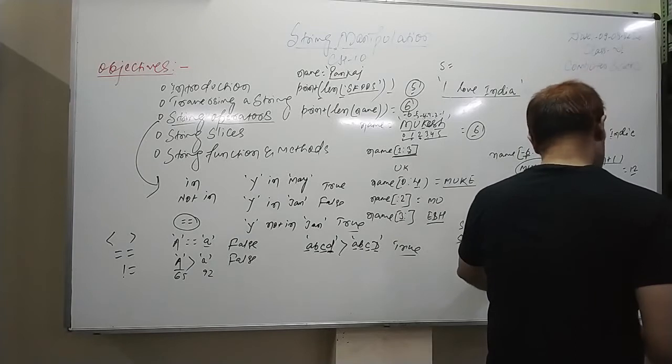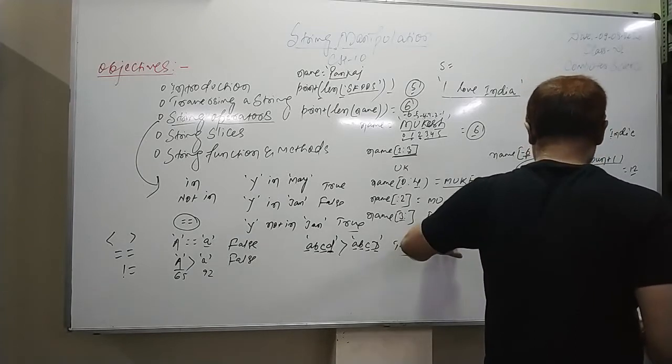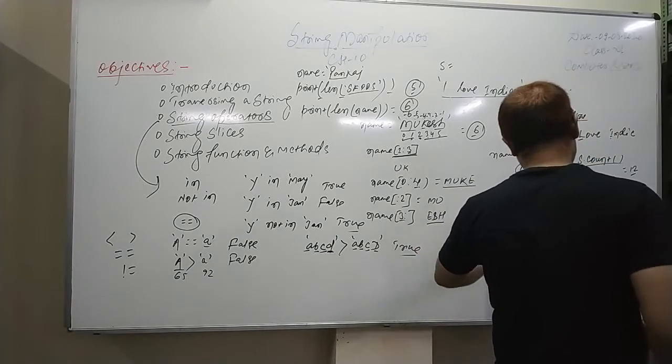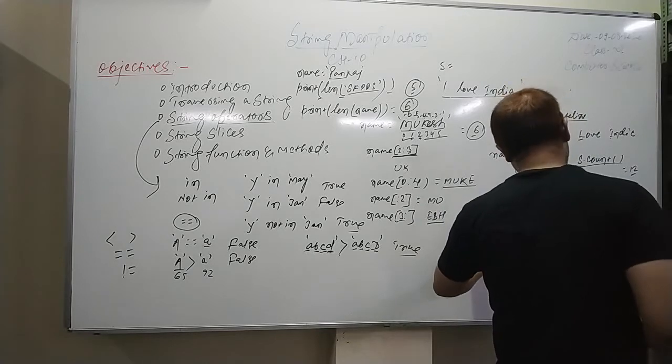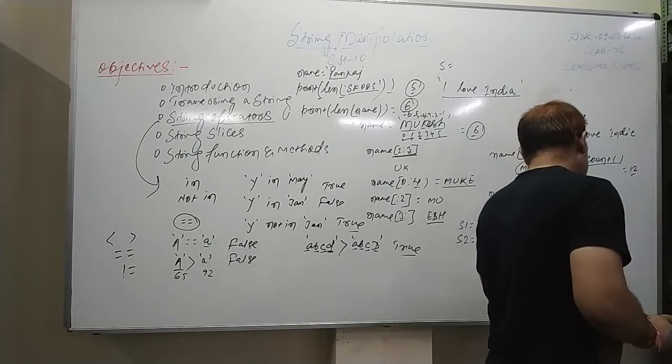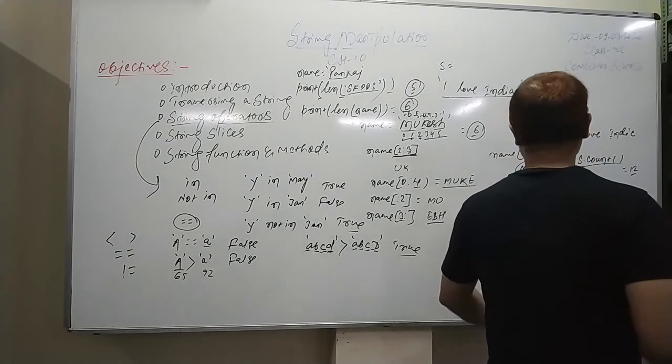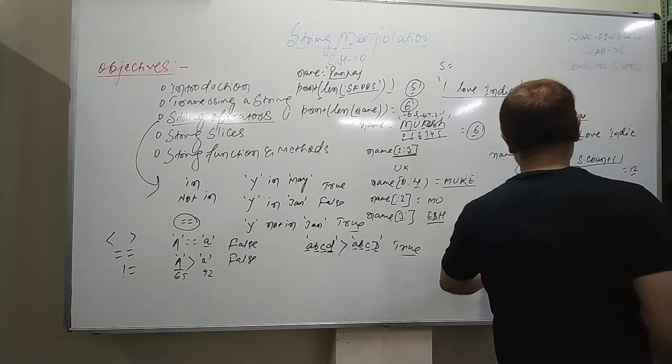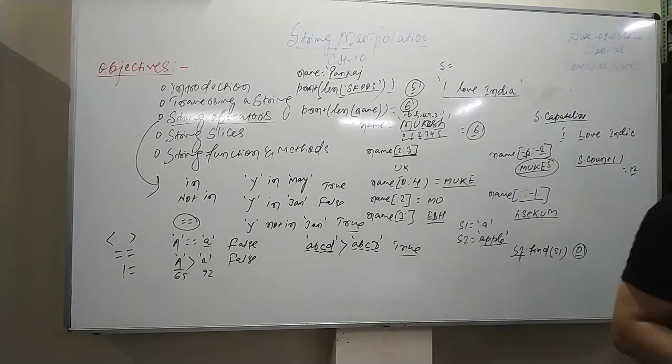I hope that is clear again. S1 and S2 are strings. I'm finding a string in a string. In apple, I want to find A. So my syntax will be S2.find(S1), and it will give me 0. Why? Because A exists in apple at the 0th position. That is how the find function works.